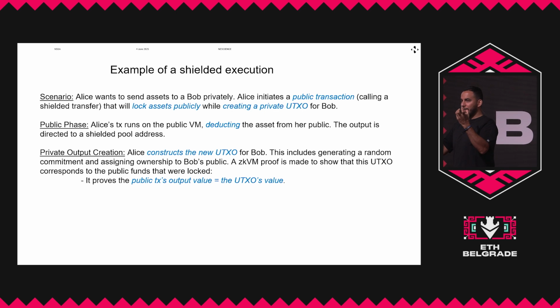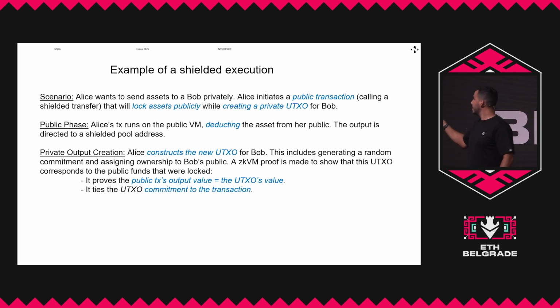So we will be able to say, OK, Alice wants to spend publicly 50 tokens. There is a private proof that she will be spending these tokens. So the ZK-VM will only check this value. We will check that what Alice wants to spend is equal to the note that she created, and it will tie this UTXO commitment to the transaction.